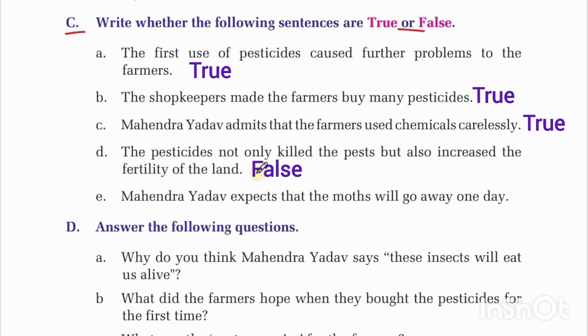Answer: false, because pesticides or chemicals did not increase the fertility of the land but decreased it. So answer: false. E. Mahendra Yadav expects that the moths will go away one day. Answer: true. So the answers are: true, true, true, false, true.